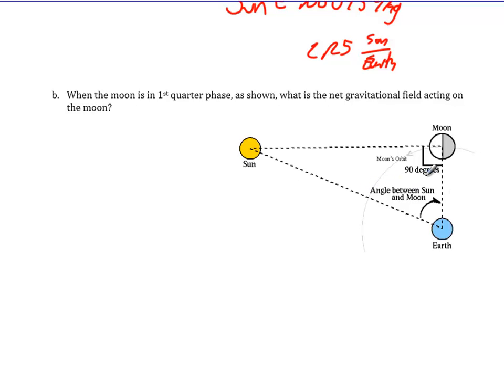acting on the moon? Well, you just found that Earth pulls this way on it with 0.002 whatever, and the sun pulls this way with 0.005 newtons per kilogram. So you're just looking for the resultant, which is this way, right? You can take this vector, slide it over, so Pythagorean theorem, good to go. And it's like 0.0064 newtons per kilogram.